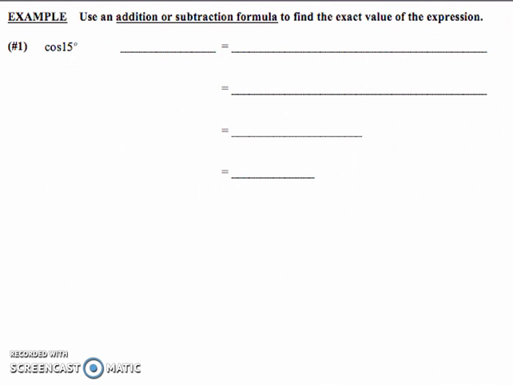So I am going to use those values as my two values that would subtract to make cosine of 15. My first step here is going to be to write cosine of 45 degrees minus 30 degrees, and hopefully we all agree that that equals cosine of 15 degrees. But now I'm going to use my cosine subtraction formula.